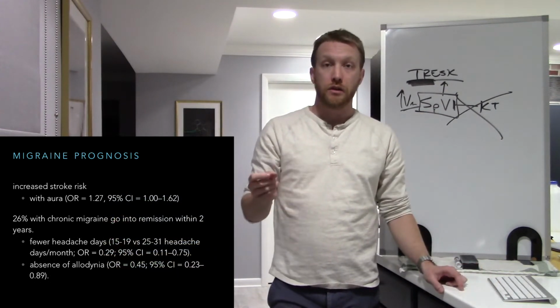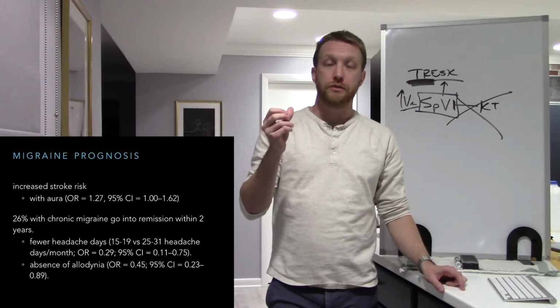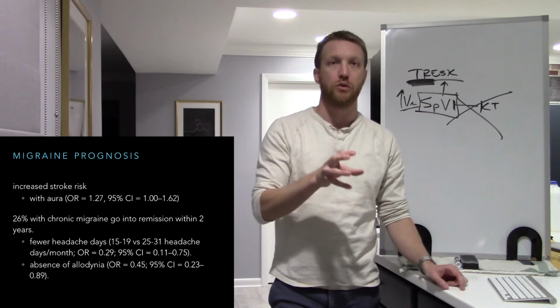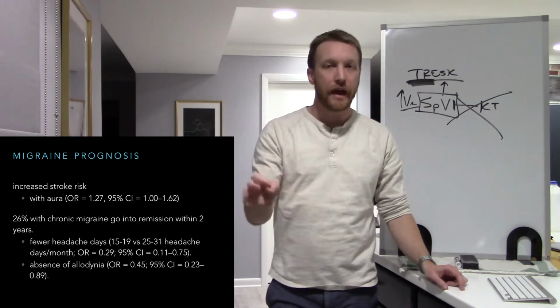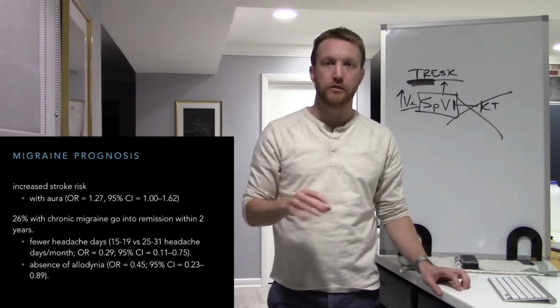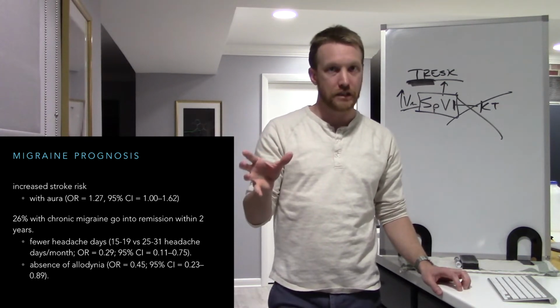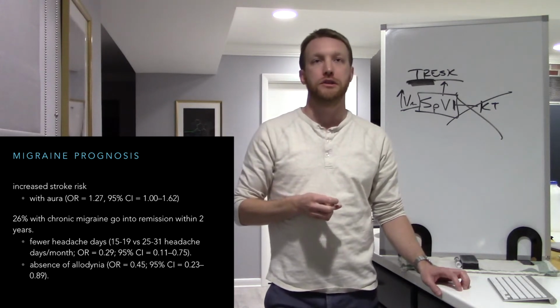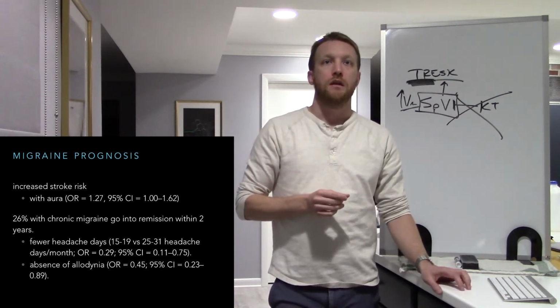Now, as far as prognosis goes, there is some reported increased risk of stroke, but this is only true in cases with aura, and it's not that great of an increase. You'll look at the odds ratio there and have a look at the confidence interval. We are including 1, so it's a barely significant elevation here, but it is an elevation.